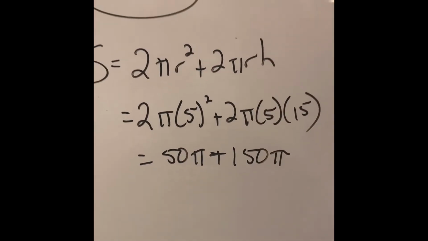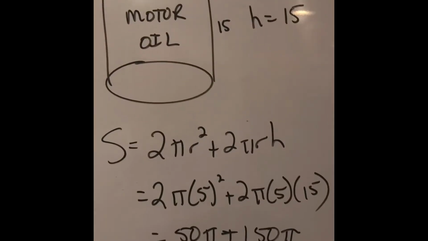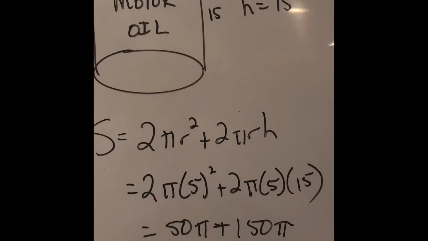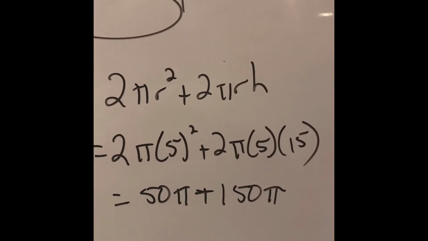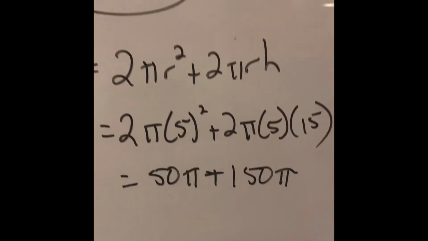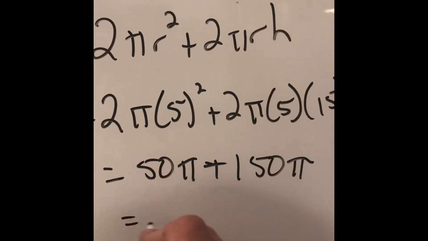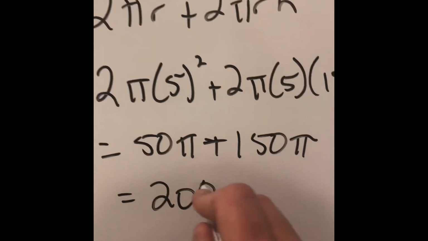Now notice what I'm doing here. I'm saving the pi for last, just like you should do in real life. You should save the pi for last, okay? The reason is I'm not dealing with any decimals until I have to at the end, because they want our answer to 2 decimal places. Well, here, 50 and 150 is 200 pi.